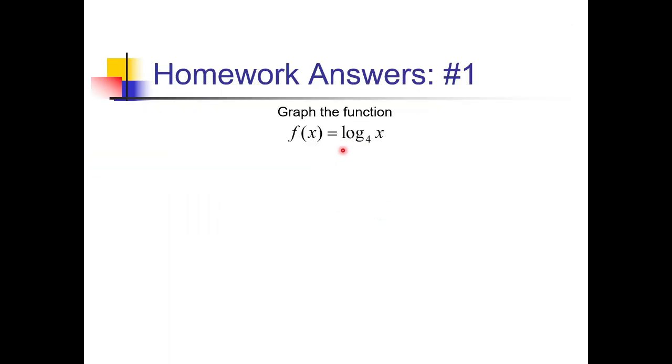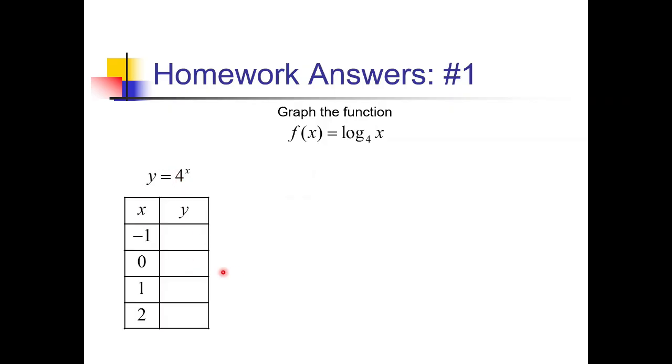To graph log base 4 of x, we're going to start by making a parent table for the inverse of this, which is 4 to the x. So this is growth, meaning I'm going to go from -1 to 2 for my x values. So we have 4 to the -1, which is 1/4. 4 to the 0 is 1. 4 to the 1 is 4, and 4 squared is 16.